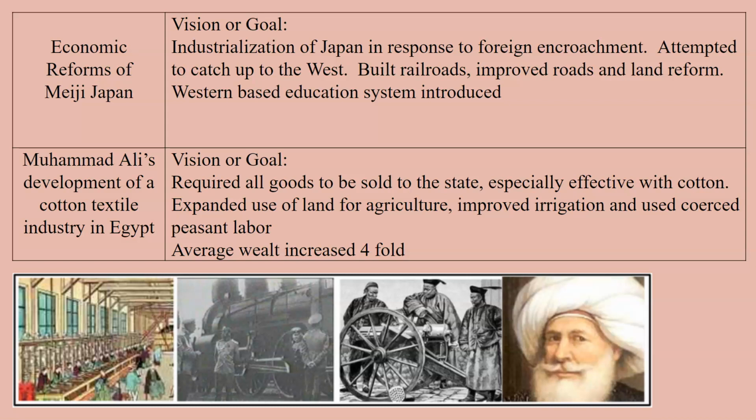A unique one was the development of the cotton textile industry in Egypt. And basically this was done by the Ottoman Pasha, an Egyptian named Muhammad Ali. And what he basically did was he set up this system where all goods had to be sold to the state. And then they expanded agriculture, improved irrigation, and used coerced peasant labor to grow cotton, and it has a huge impact on developing wealth in Egypt. Okay, so both of these are pretty successful examples where Tanzimat and self-strengthening were not.